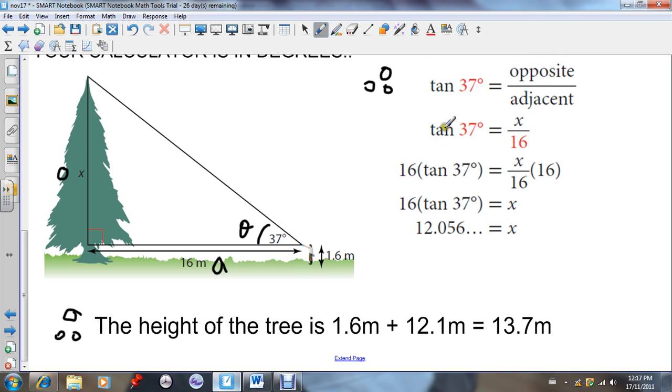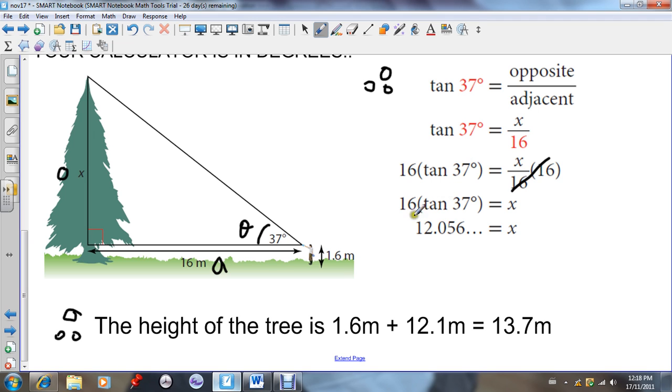Now watch what we do here. All you do is simply go tan of 37 equals x over 16. Why? Because the opposite side is x and the bottom side is 16. Let's solve. You multiply both sides by 16. Why? Because you want to get rid of this fraction right here. 16 over 16 cancels, goes away. Then you get left with 16 times tan of 37.